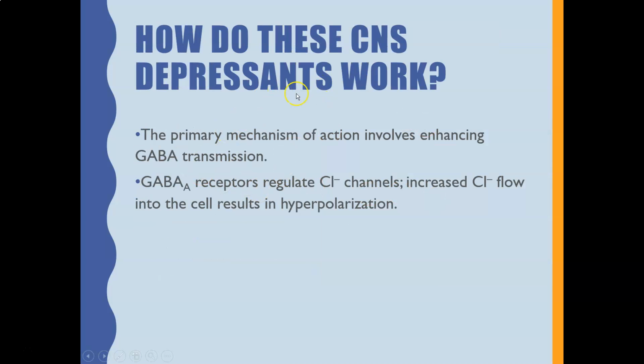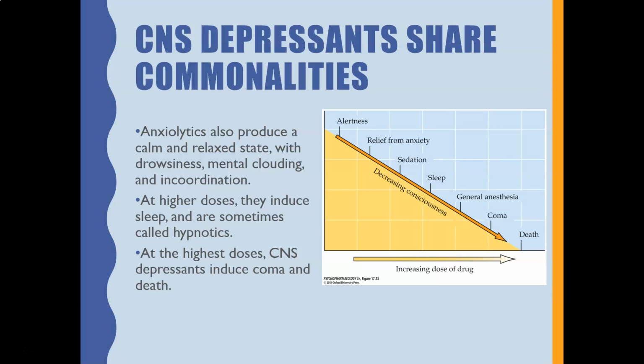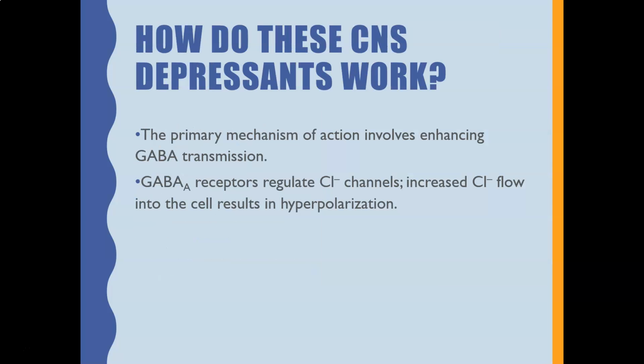So how did these largely work? Anytime that we are talking about sedation, relaxation, and reducing neuron excitability, you know that GABA is probably going to be involved. GABA is one of our major inhibitory neurotransmitters. In particular, it's the GABA A receptors that seem to be really critical. These receptors regulate chloride channels.